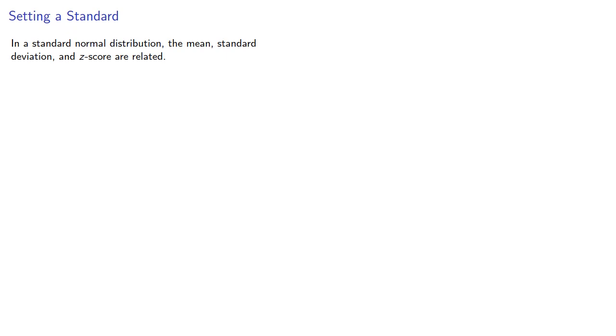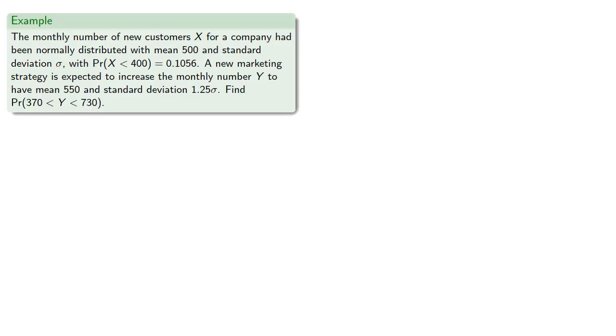In a standard normal distribution, the mean, standard deviation, and z-score are related. So if you have any two, you can find the third. For example, suppose the monthly number of new customers for a company has been normally distributed with mean 500 and some standard deviation, where the probability that the number is less than 400 is given. A new marketing strategy is expected to increase the monthly number to have mean 550 and a higher standard deviation. Let's find the probability that we fall within some interval.